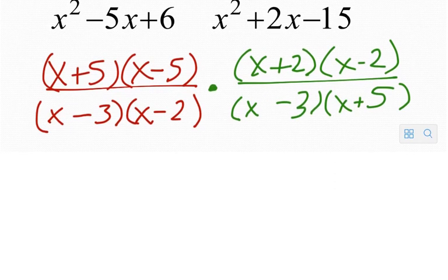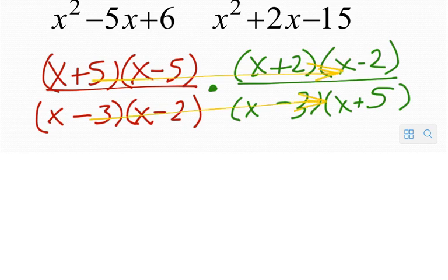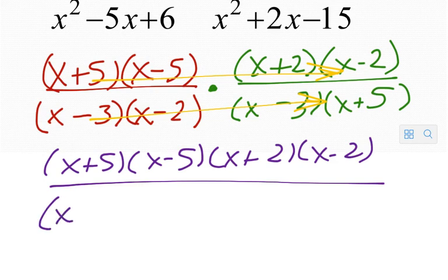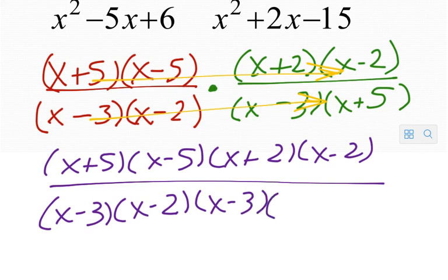So when we multiply all that together, if you remember how you multiply fractions, you just multiply across the top and across the bottom. So what we have is x plus 5 times x minus 5 times x plus 2 times x minus 2. That's our numerator. Then our denominator is x minus 3 times x minus 2 times x minus 3 times x plus 5. And so I can just look at that and simplify by canceling, because when you multiply it's commutative, so it doesn't matter what order. So I could rearrange it however I want.